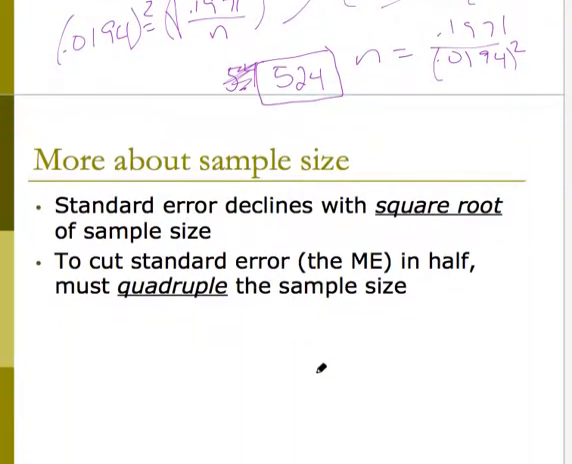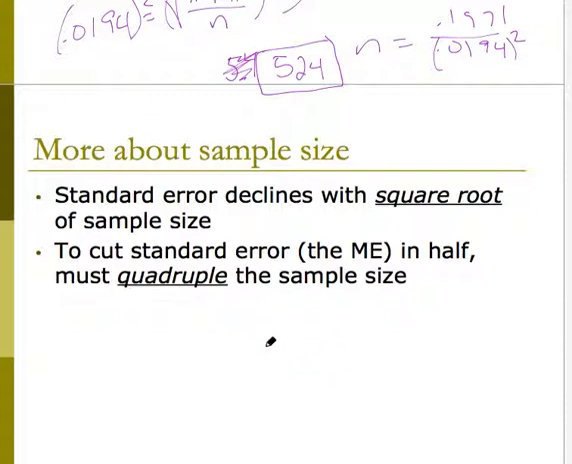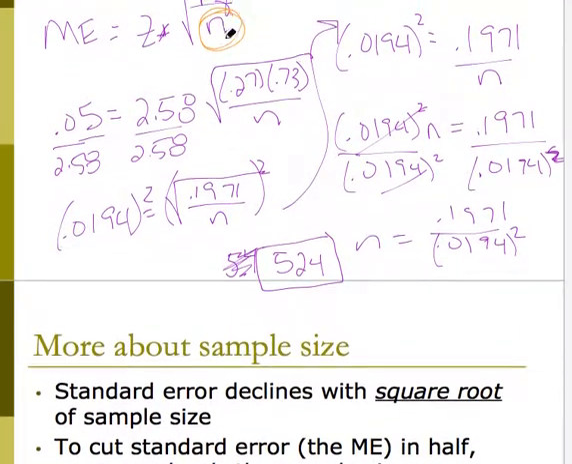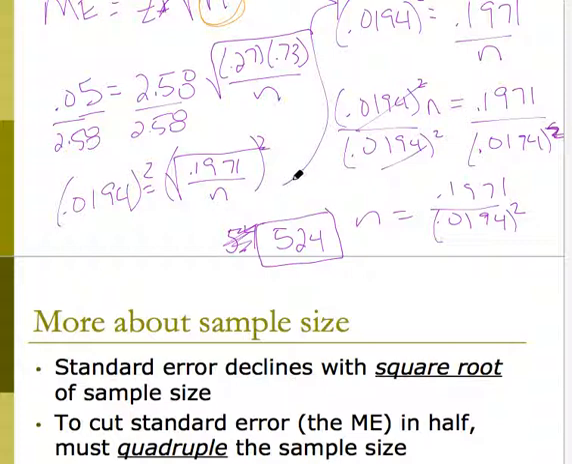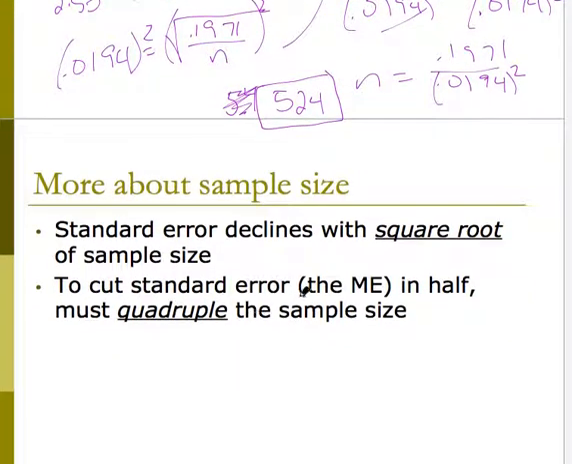A couple more things about sample size. The standard error declines with the square root of the sample size, because if we look at the formula, that's what's happening. If we want to decrease the standard error, then we have to look at the square root of the sample size. So to cut the standard error in half, we have to quadruple the sample size, because we're talking about a square root. Please make sure as you do your homework that you have these examples written in your notes so that you have something to look back on. Okay, that's it with Chapter 19.